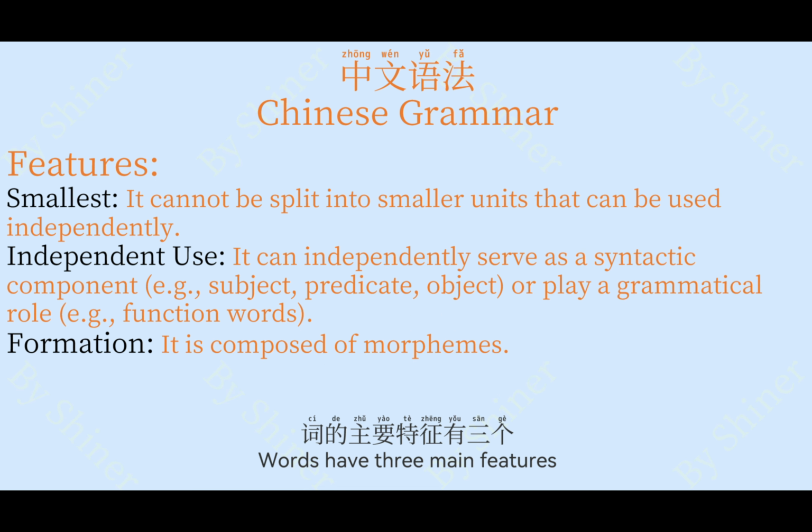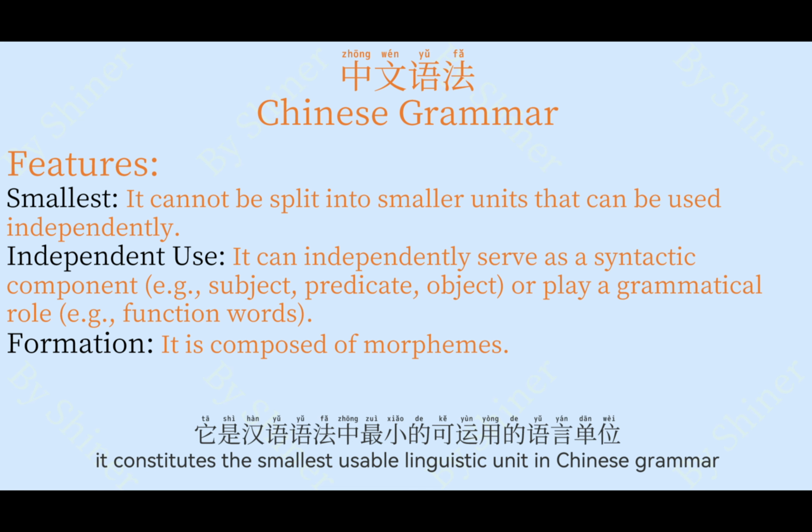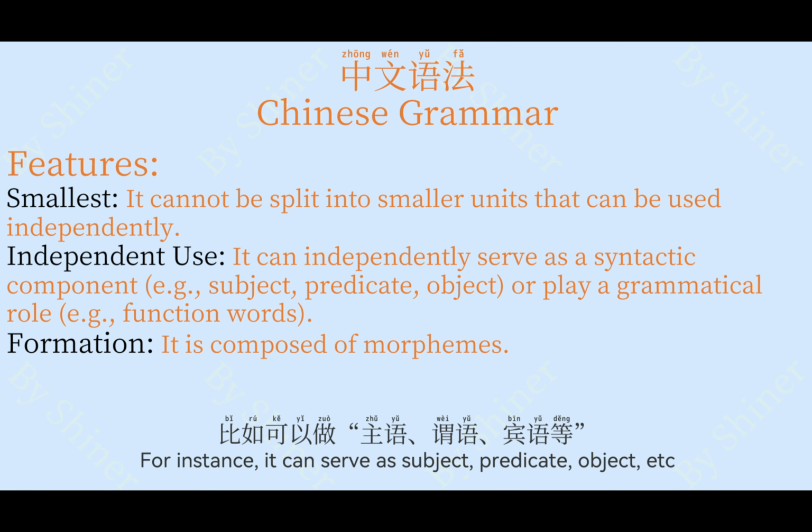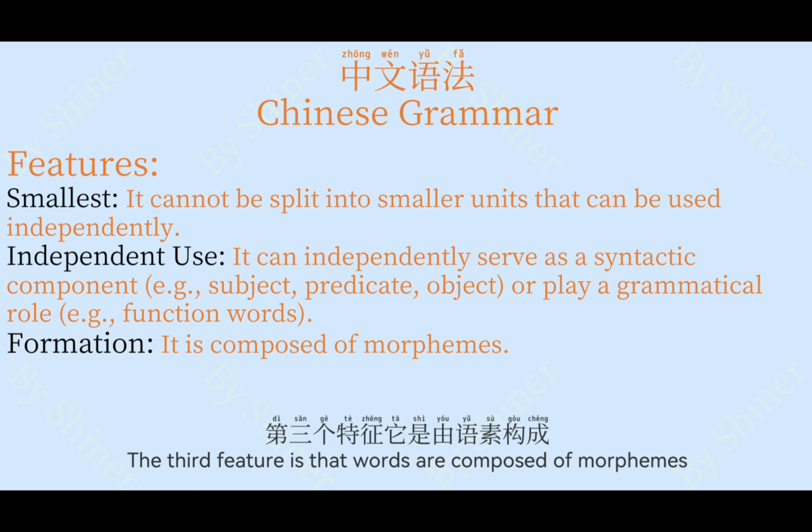Words have three main features. The first feature is that it constitutes the smallest usable linguistic unit in Chinese grammar. The second feature is its capacity to independently fulfill grammatical functions. For instance, it can serve as subject, predicate, object, etc. The third feature is that words are composed of morphemes.